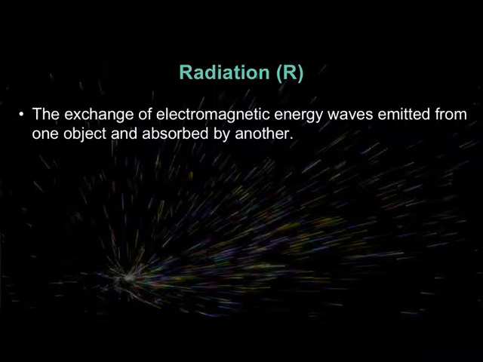Radiation we talked about as the exchange of electromagnetic waves. Most objects, if they have some amount of heat stored in them, will emit these waves. They'll be emitted from one object and absorbed by another, depending on which has more. It always flows according to a gradient.